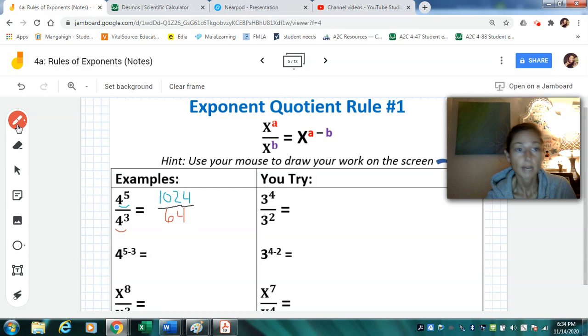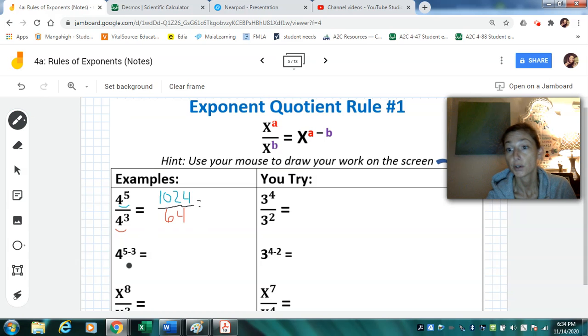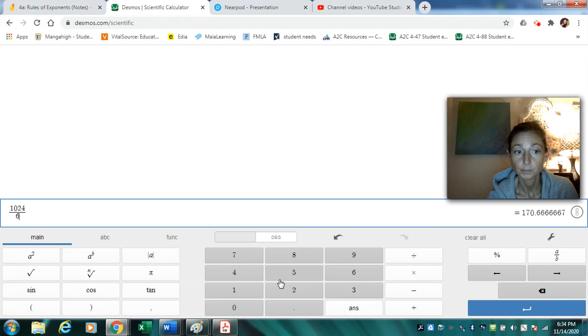And now I'm going to divide those and see what I get. And again, this is so I can compare it to this other easier problem. So I'm going to do 1,024 divided by 64. And I get 16.